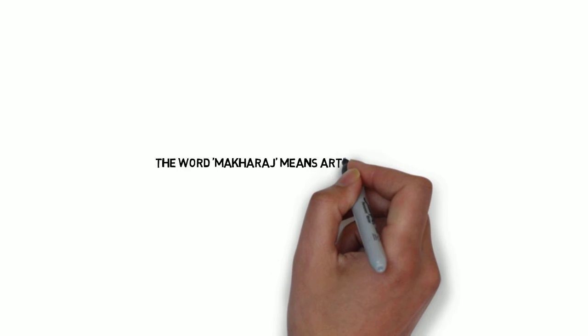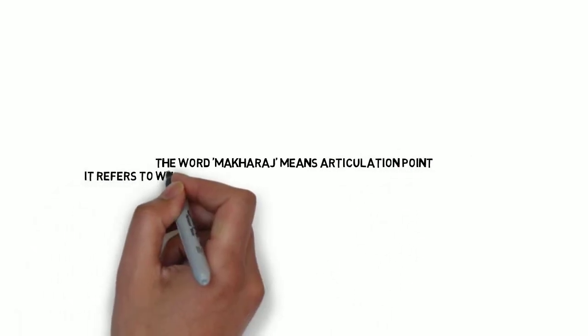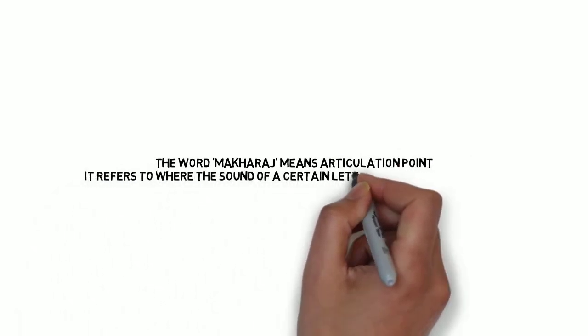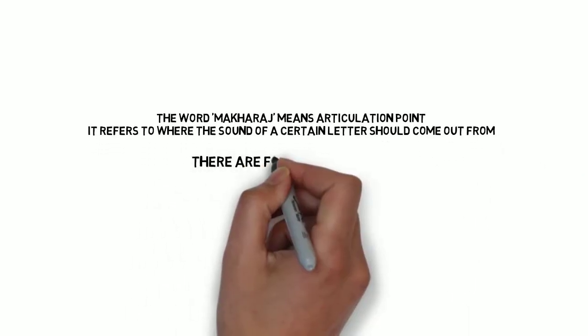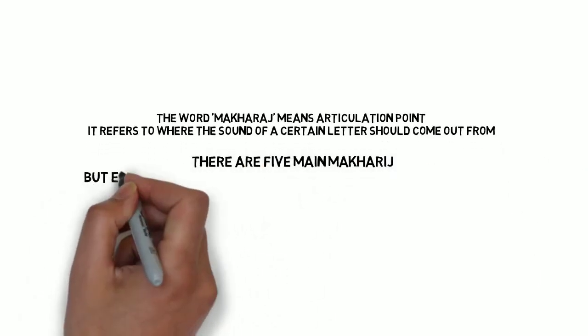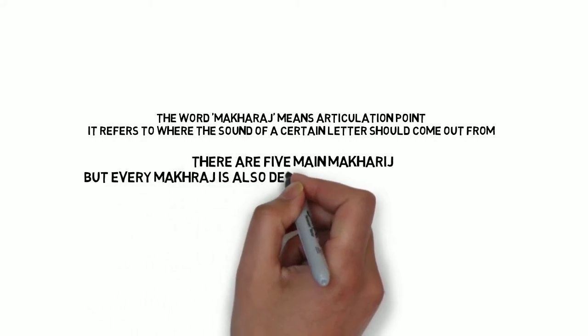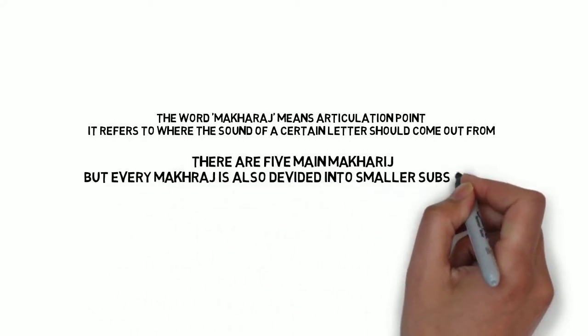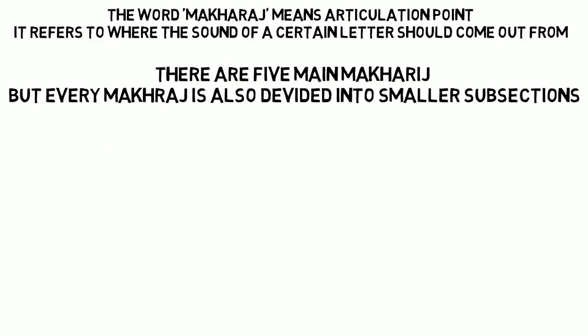So the word Makharij means articulation point. It refers to where the sound of a certain letter should come out from. There are 5 main Makharij, but every Makharij is also divided into smaller subsections. There are 17 in total.